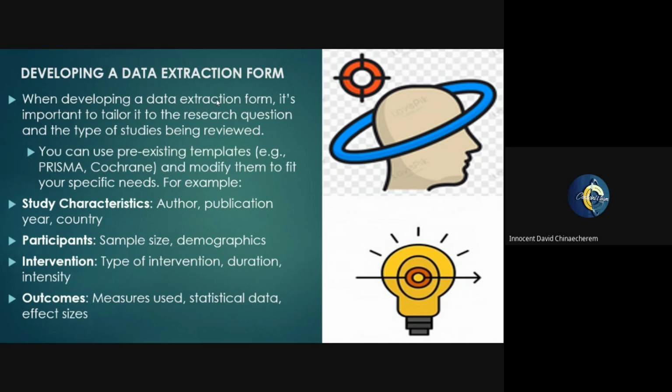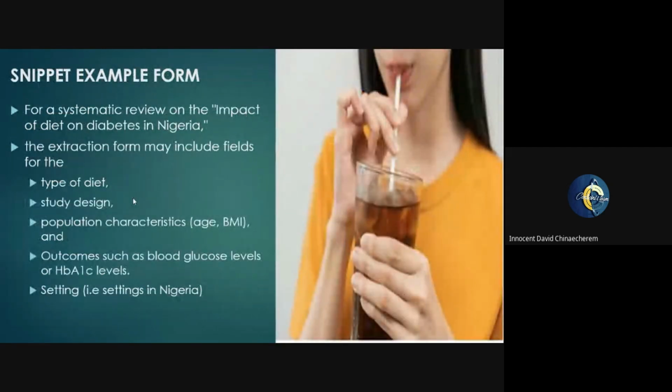Okay, so we also go ahead there to look at some of the snippet examples that are very imperative for our data extraction. Let's say, for example, you want to do a systematic review on the impact of diet on diabetes in Nigeria. So, for example, the data extraction form could include fields like type of diet, study design, population characteristics, which will include factors like age, BMI, outcomes like blood glucose level and hemoglobin levels, setting as well.